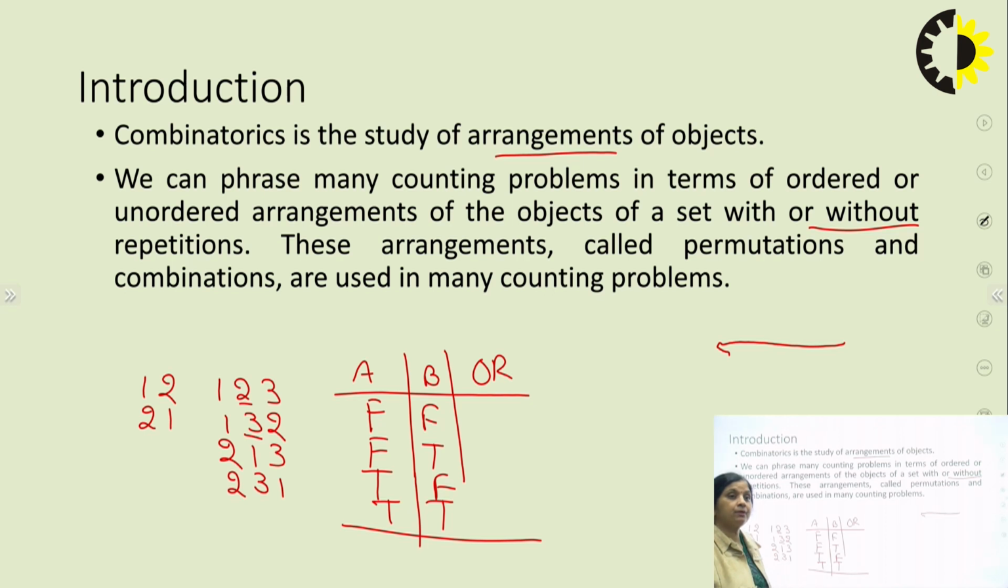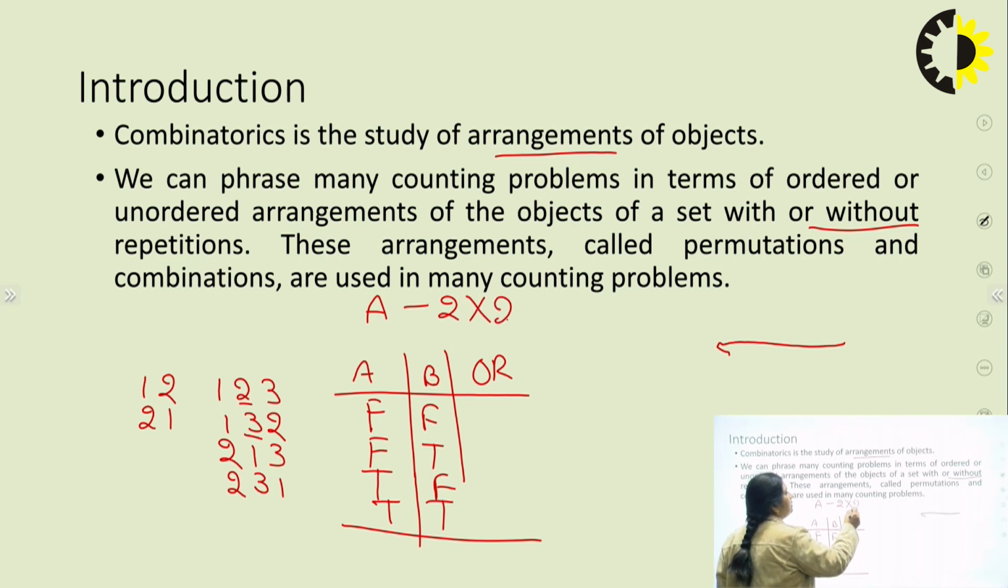How many inputs were there? 2. Corresponding to one input, there are 2 possibilities, true or false. So how many possibilities are there for A? 2. Same way we have the second input, B. The possibilities for B could be true or false, so again 2. So total possibilities have become 4.